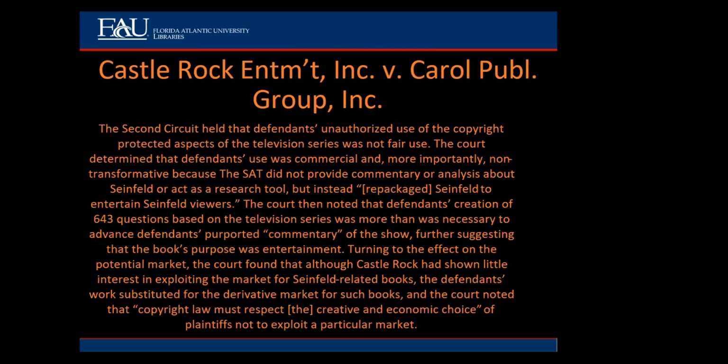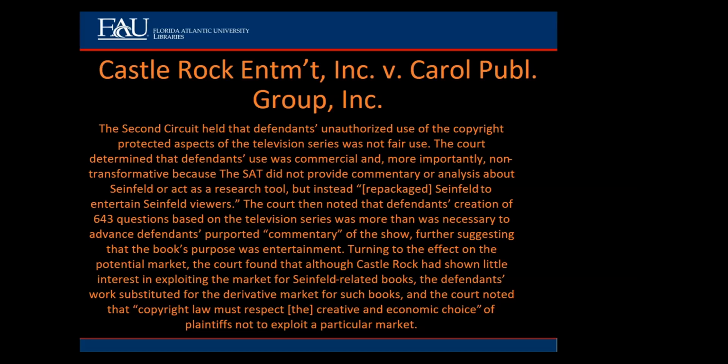How did the Supreme Court rule on this? It wasn't the Supreme Court, it was the Second Circuit that held that the defendant's unauthorized use of the copyright-protected aspects of the television series was not fair use. The court determined that the defendant's use was commercial and, more importantly, non-transformative, because the book did not provide commentary or analysis about Seinfeld or act as a research tool, but instead repackaged Seinfeld to entertain Seinfeld viewers.